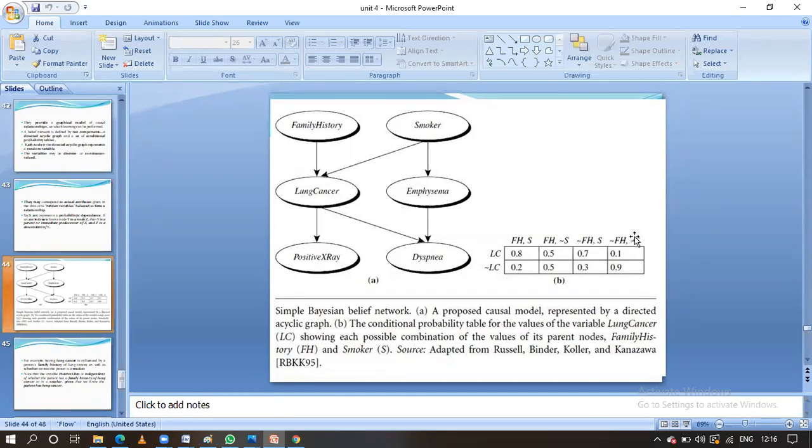Okay, next one is negation of family history as well as smoking habit. Here this is the negation formula.